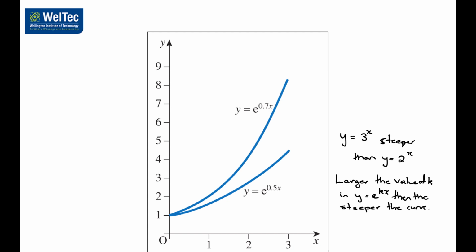Now, let's have a look at, say, y equals b e to the kx. Then this time, what are we going to have? If we have x equals 0, then y is going to be b times e to the 0, which is b. So in this case, it's not going to go through 1, it's going to go through b.